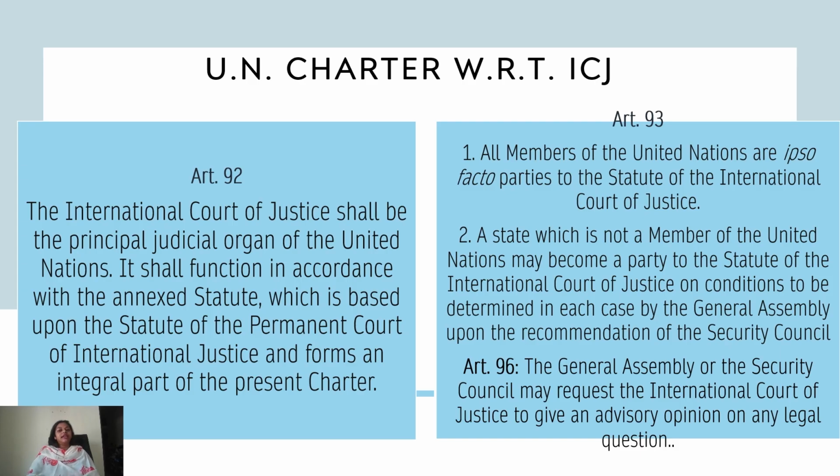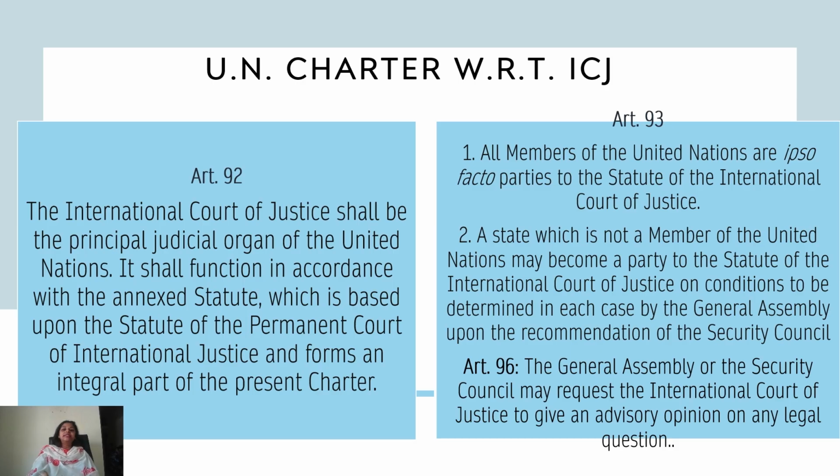So in that sense, Article 93 is significant because it talks about members of United Nations being the members of Statute of ICJ automatically. Then it talks about the non-members of United Nations and how can they become the members of the Statute of International Court of Justice. Now, this is important in looking at the cases where a state is involved which otherwise is not a member of the United Nations. Now, third important provision of the Charter of the United Nations regarding ICJ is Article 96.